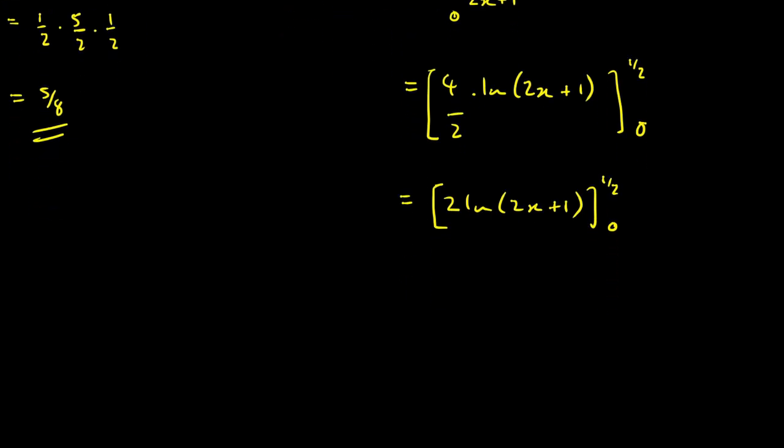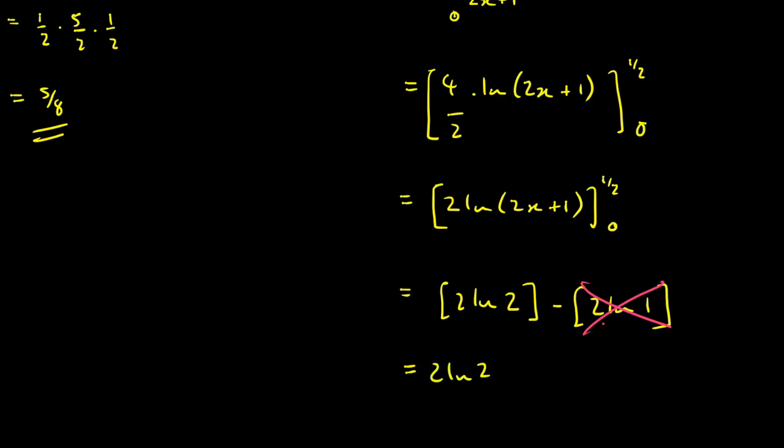So if I substitute in the top bound, I'm going to get the natural log of 2 times a half is 1, plus 1 is 2, so it's ln 2, minus, if I substitute in the lower bound, I get ln of 2 times 0 is 0, plus 1 is 1, and ln 1 is equal to 0. So that disappears. So we've got 2 ln 2.